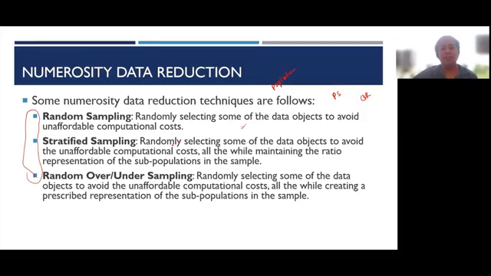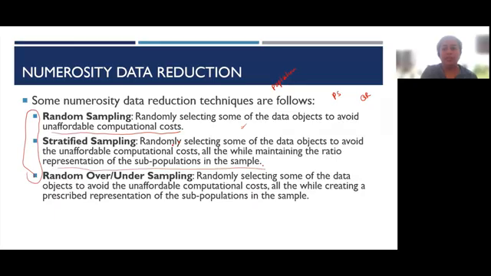Right? So what is stratified sampling? Randomly selecting some of the data objects, why do you do it? To avoid unaffordable computation cost. That is anyway the purpose of sampling, right? Here, randomly selecting some of the data objects to avoid unaffordable computation cost, all the while maintaining the ratio representation of the subpopulations in the sample.